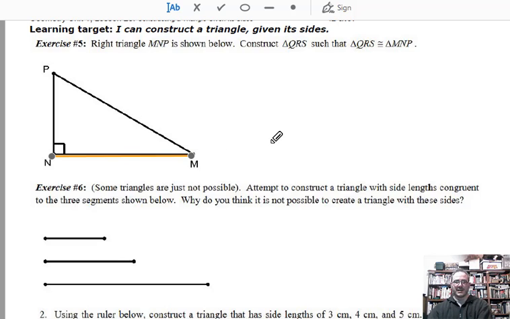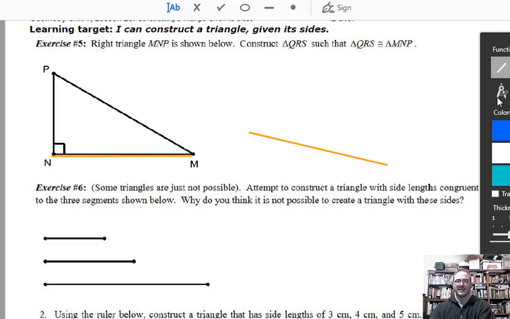I can place this one anywhere. I can place it like this. As long as it's the same length, everything else will be taken care of. Even though this is not quite parallel, I'm tilting this triangle around to show you that it can be done. I don't need to make everything exactly precise.